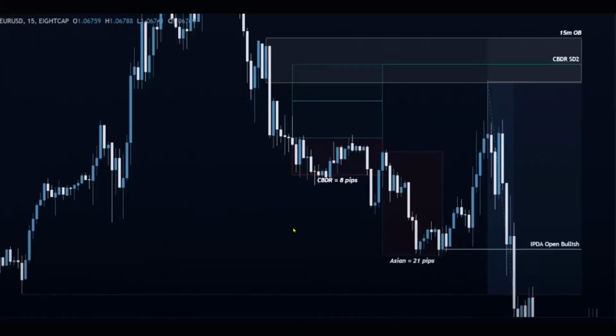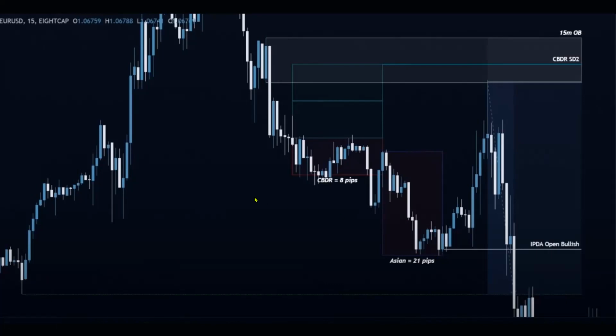Here we have another example on EURUSD. As you can see, the CBDR range is only 8 pips. Our Asian range is only 21 pips. And the midnight opening price runs up into a 15-minute order block. This time the standard deviation of the CBDR is 2, and it runs up into this 15-minute order block. So we take out all the liquidity that was created during the CBDR and Asian range, sell short here, and target a previous low to the left.